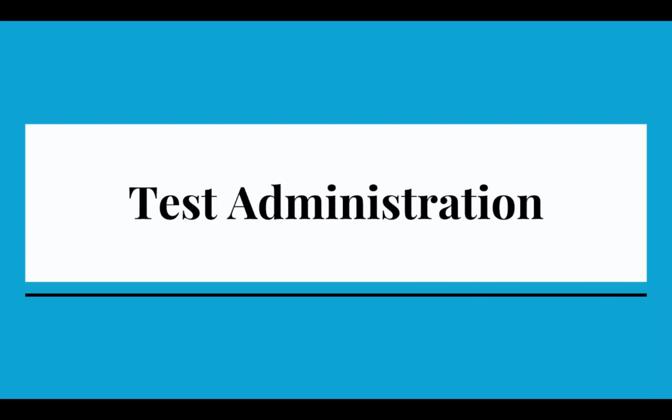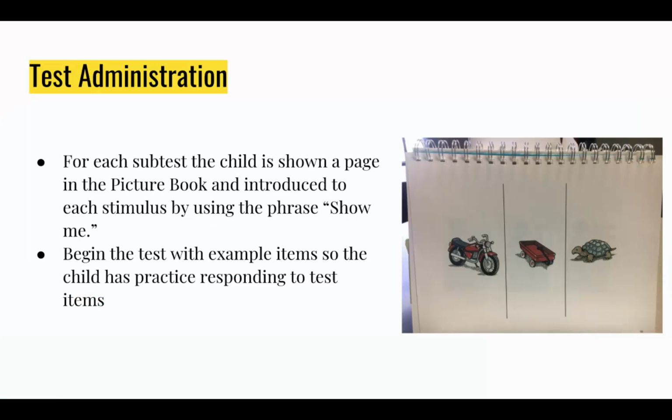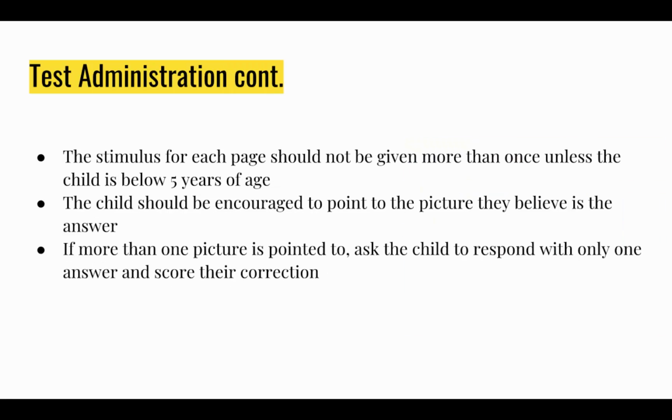For test administration for the TACL, each child is shown a page as shown on the slide. They're introduced to each stimulus by using the phrase "show me," and then "show me the wagon," and then they would be expected to point to the wagon. You begin the test with example items so the child has practice responding to them. If they get the first example right, then the other examples don't have to be practiced. If they get all 3 examples wrong, then the test should not be administered.